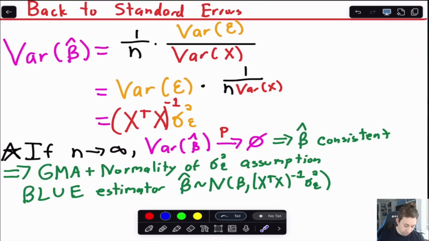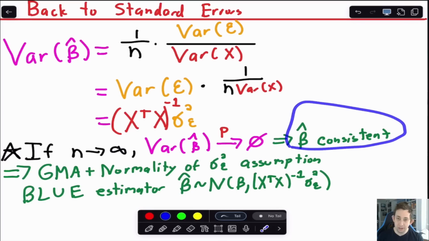And now if my n goes to infinity, then this variance of beta hat is going to go to 0 because I have an n right here in the denominator. So it's going to converge in probability to 0, which means, based on the last video, that we have a consistent estimator and beta hat is consistent.